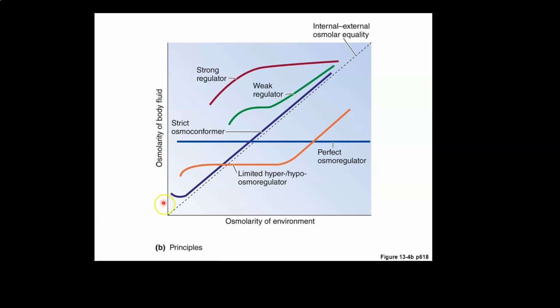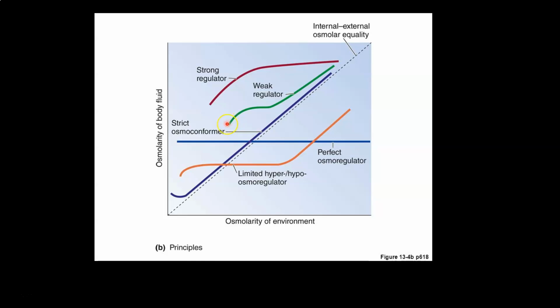Yes, of course, some animals, like you see in this purple line, are strict osmoconformers. The degree to which their internal body chemistry conforms to the environment is perfect; it happens very close to a 1-to-1 ratio. Over here you have a strong regulator. Earlier, the internal solute concentration changes with respect to the environment, but after a while it becomes stable and remains stable. So this is a very strong osmoregulator. Some of them are not that strong.